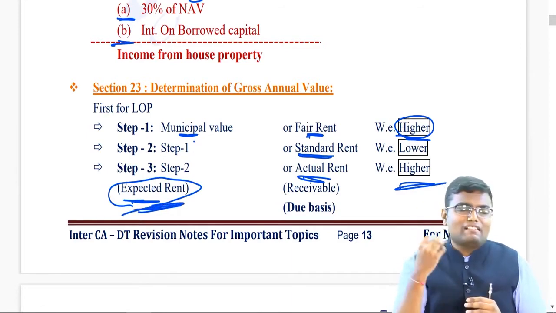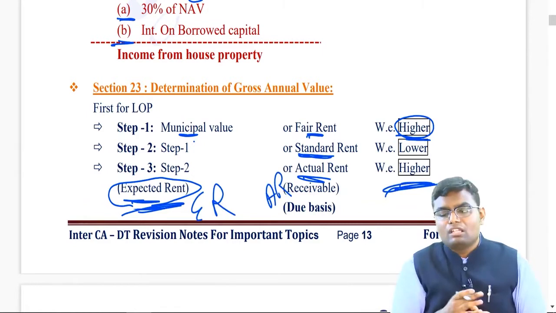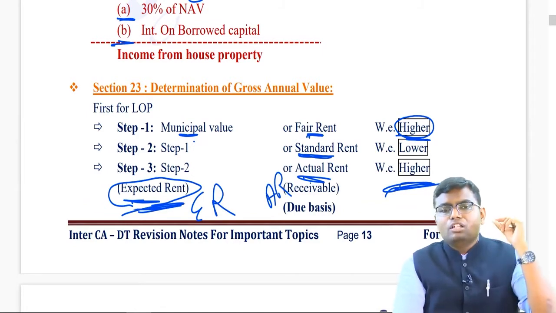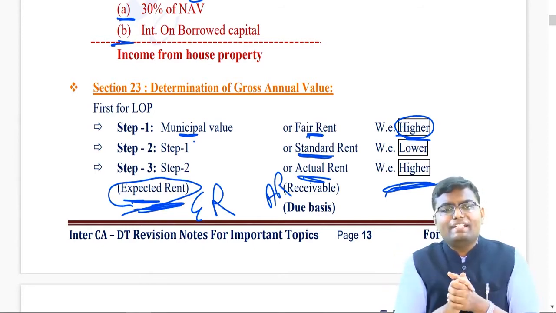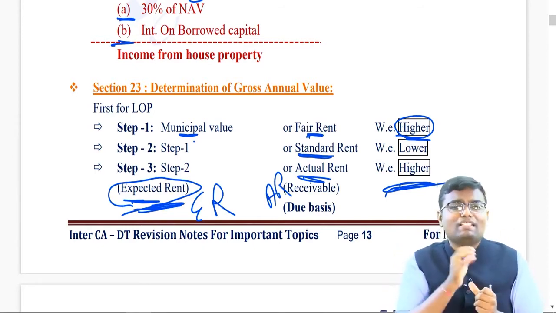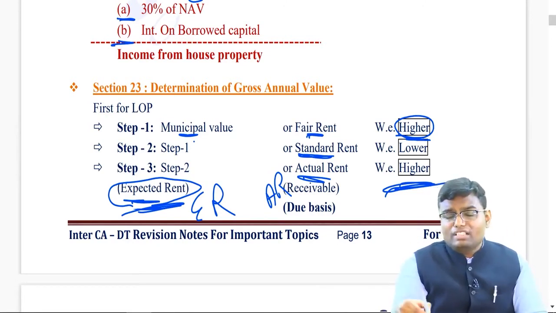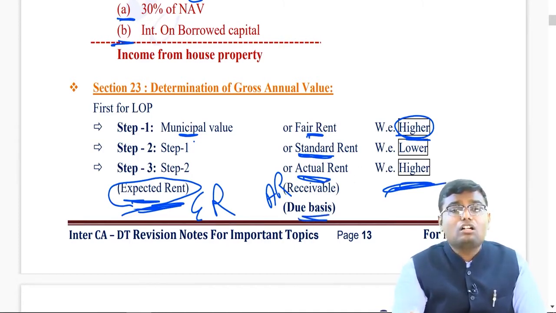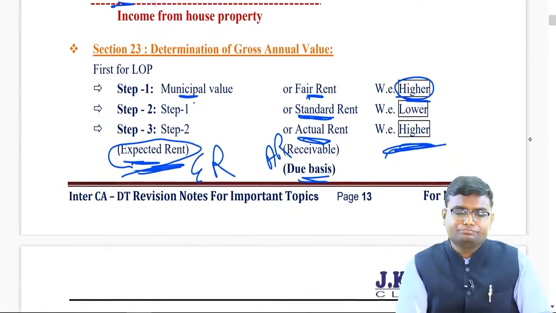And step 3 says compare that ER, that is expected rent, with AR, that is actual rent. Whichever is higher will be GAV. So finally, what is gross annual value? Municipal value or fair rent, whichever is higher. That amount or standard rent, whichever is lower, which will be called expected rent. Last, expected rent or actual rent, whichever is higher. But understand, over here actual rent you have to take not on receipt basis, you have to take on due basis, on accrual basis. Whatever is accrued that you will take, not whatever is received.